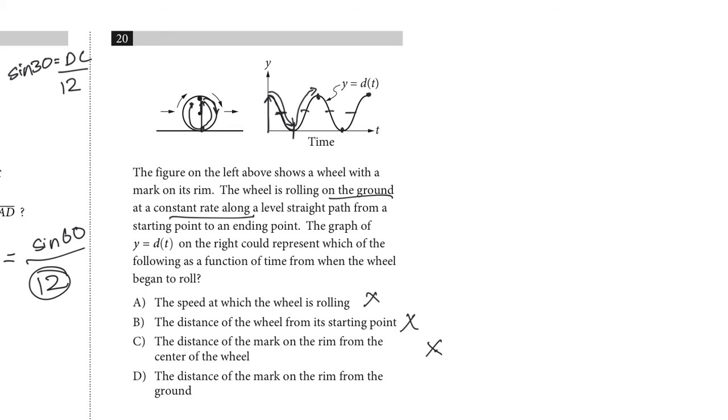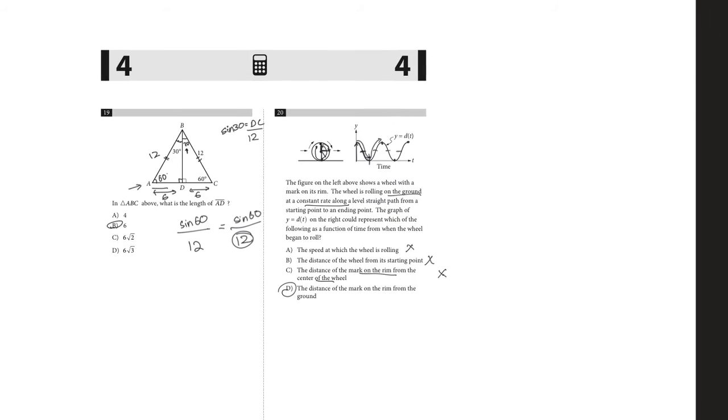Okay, so this won't be. The distance of the mark on the rim from the center of the wheel will never change. It's going to be same over here, same over here, same over here. That was my bad. So it's D. Alright, let's go to the next one.